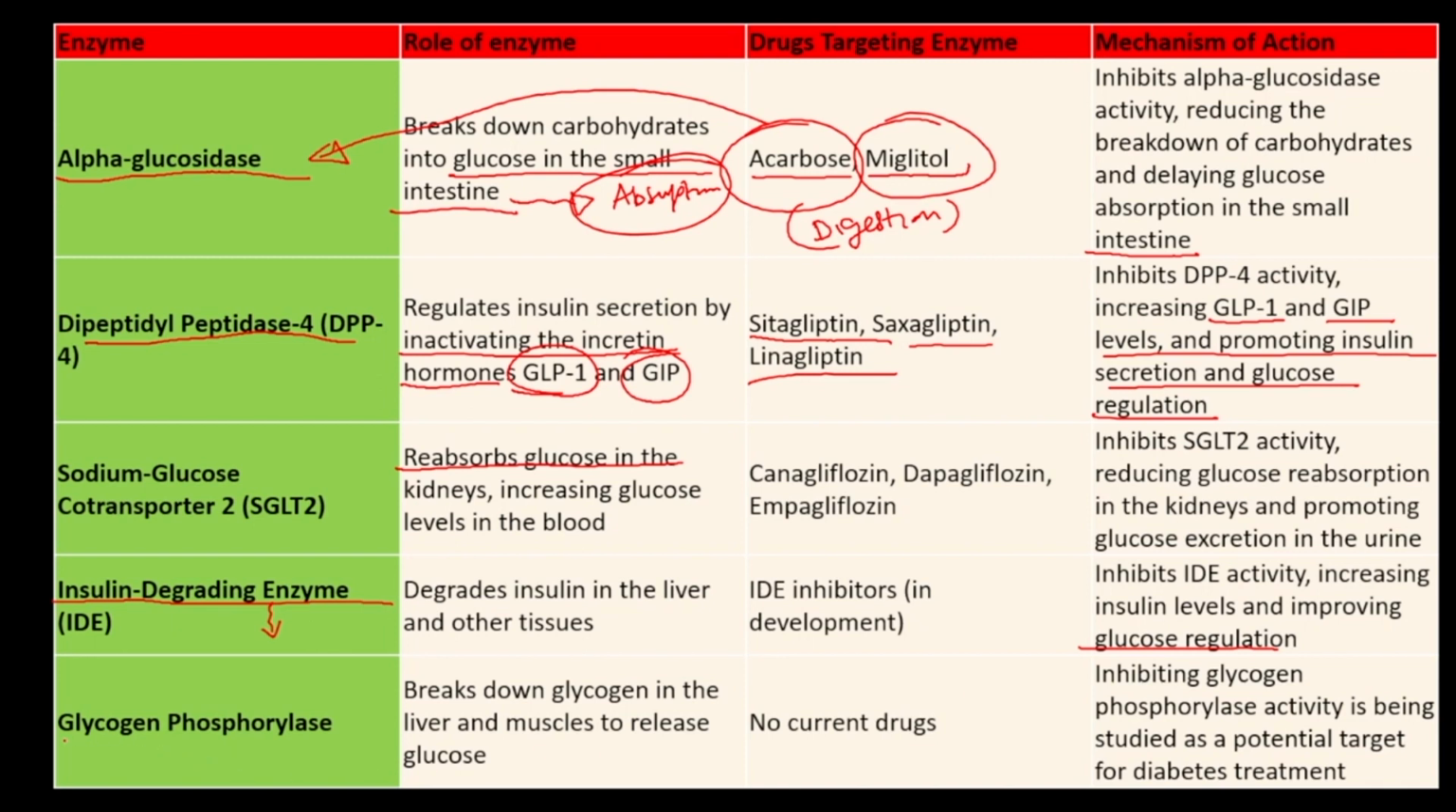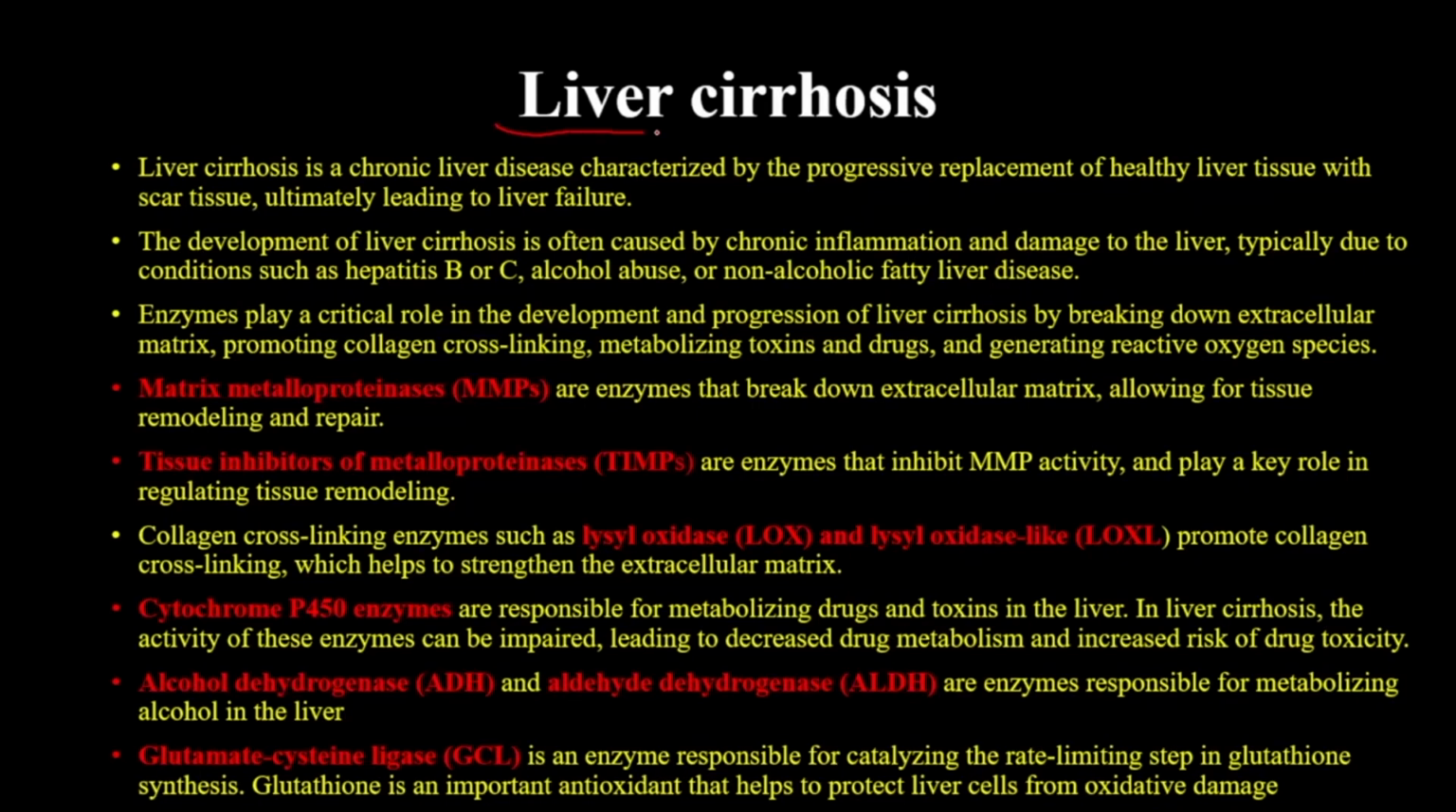Then we have the glycogen phosphorylase. Glycogen phosphorylase breaks down the glycogen in the liver and muscles to release the glucose, right? So if you inhibit this, it is going to reverse things. It is going to allow more glucose to be in the form of glycogen rather than in the form of glucose, and as a result it will reduce the level of blood glucose. Then we have the liver cirrhosis.